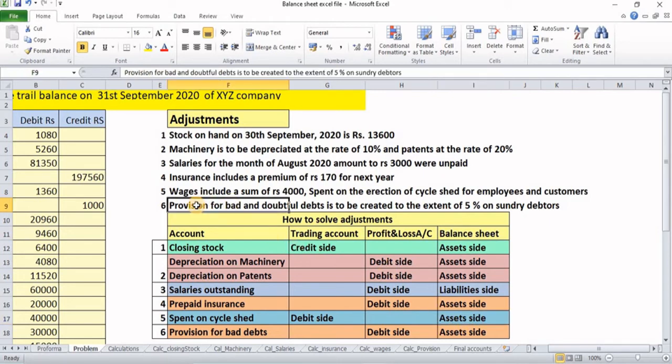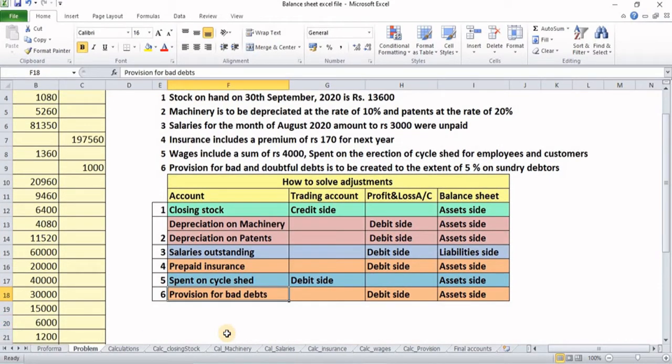Our next adjustment is provision for bad and doubtful debts is created to the extent of 5% on sundry debtors. Sundry debtors are customers who bought the goods from us or from the proprietor on credit basis. Bad debts are treated as an expense because the business owner suspects that the customer is not going to pay the amount to the seller for the products that he purchased. So we will show bad debts on the debit side of the profit and loss account.